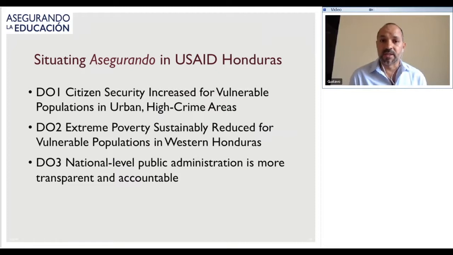So situating the project in Honduras, it is funded by the USAID mission in the country. USAID Honduras has 3 development objectives in its country strategy. And Asegurando la Educación, which is an education project, belongs to development objective number 1, which is citizen security increase for vulnerable populations in urban high crime areas. So I want to point that out because it's one of several education projects now that is part of the citizen security strategy. Whereas before, citizen security was approached strongly from the justice or law enforcement angle. And we see a larger space for education to play a role in citizen security, which is a good thing. And I hope that the trend continues that way.